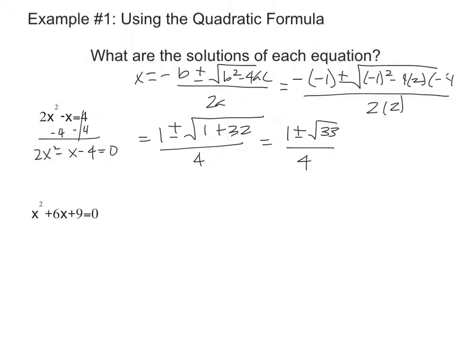One answer would be the positive version and one answer would be the negative version. So those answers would be 1 plus the square root of 33 over 4, and the other one is 1 minus the square root of 33 over 4. Okay, so that's how we do the first one.